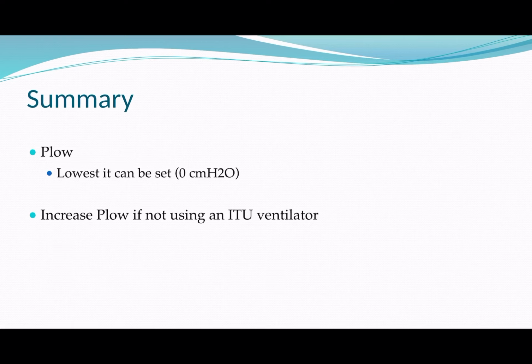So in summary, P low, or the pressure low, is always set to the lowest it can be, usually 0. In some ventilators, they only go down to 5. If you're not using an ITU ventilator, it is worth considering using a slightly higher P low of 5 or 10, and just accepting the slightly higher CO2 that the patient may have, simply because the valves just are not as efficient and not good enough to be able to provide APRV-like releases to maintain pressure within the lungs and to maintain recruitment of lung units.